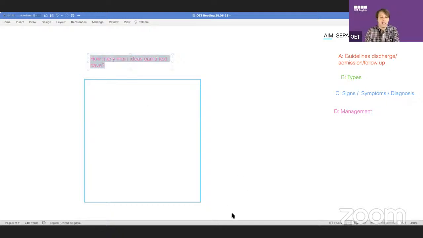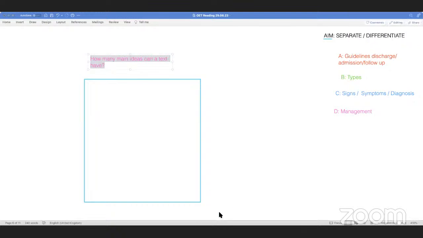Any text. How many main ideas can a text have, guys? Maybe 1, 2, or maybe more than 3. Is it possible 3? Yes. Is it possible 4? Yeah, of course.